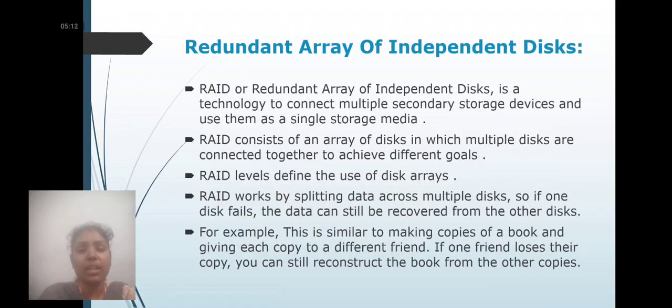Redundant array of independent disks. RAID, or redundant array of independent disks, is a technology to connect multiple secondary storage devices and use them as a single storage media. RAID consists of an array of disks in which multiple disks are connected together to achieve different goals. RAID levels define the use of disk arrays. RAID works by splitting data across multiple disks, so if one disk fails, the data can still be recovered from the other disks. For example, this is similar to making copies of a book and sharing with friends. If one friend loses their copy, he can still reconstruct the book from the other copies.